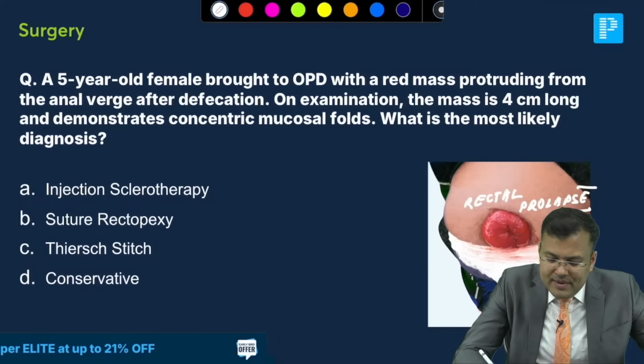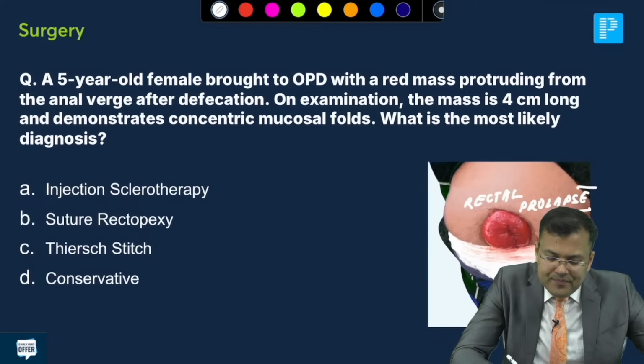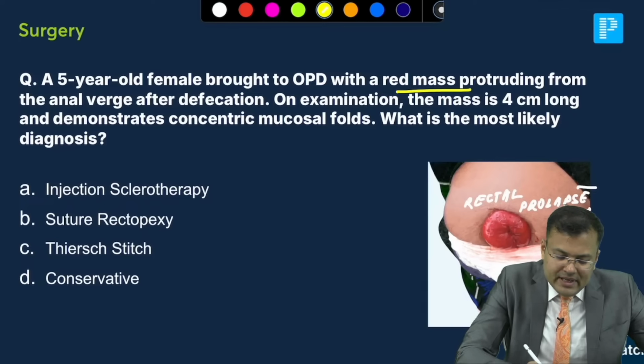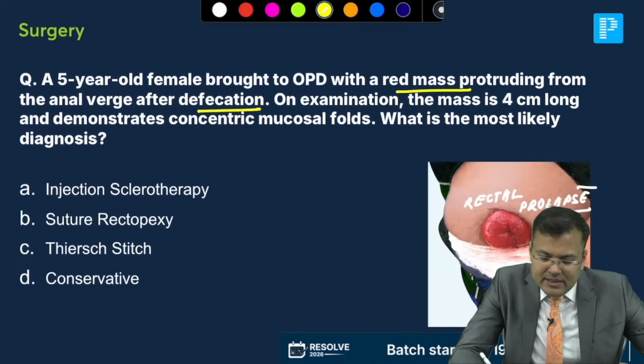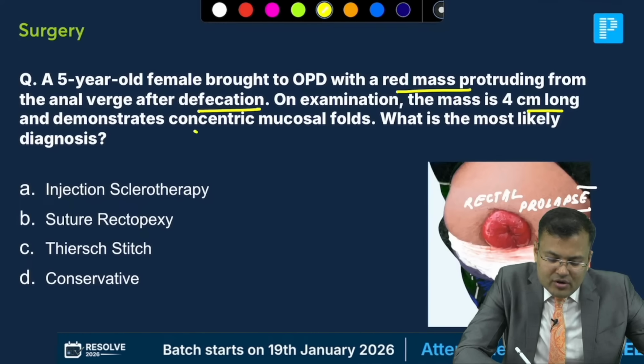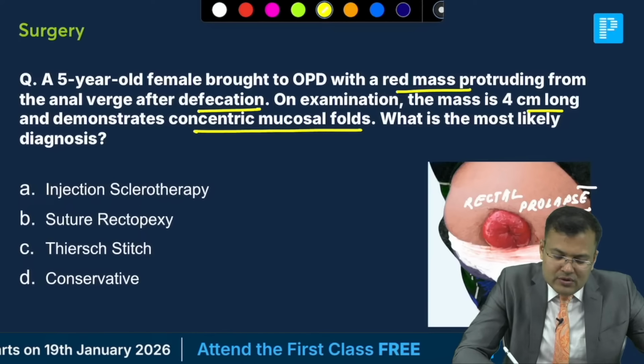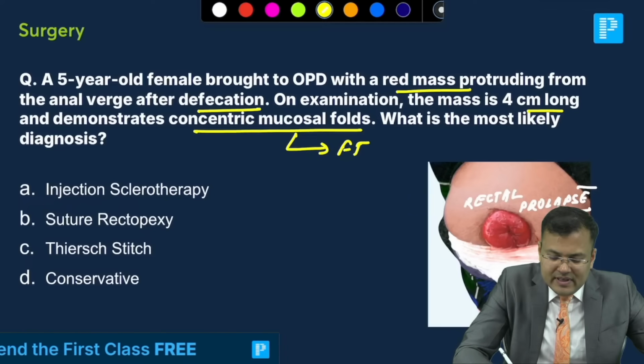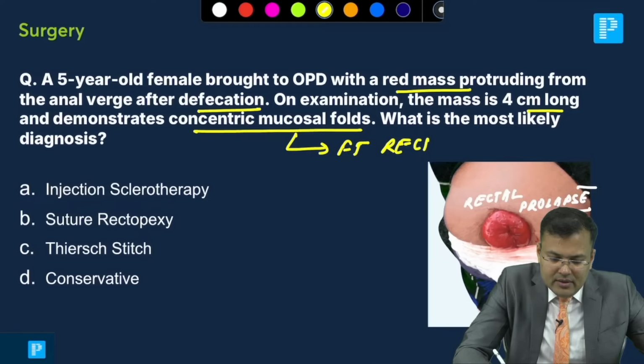So, a 5-year-old female brought to the OPD. There is a red mass protruding from the anal verge after defecation. The mass is 4 cm long. It demonstrates concentric mucosal folds. What is the most likely diagnosis, guys? It is full thickness rectal prolapse. This is full thickness rectal prolapse.